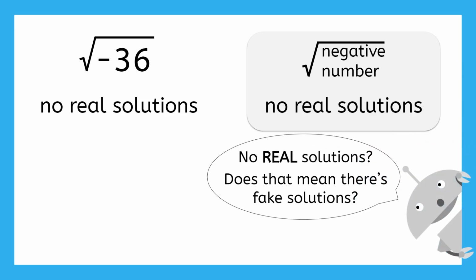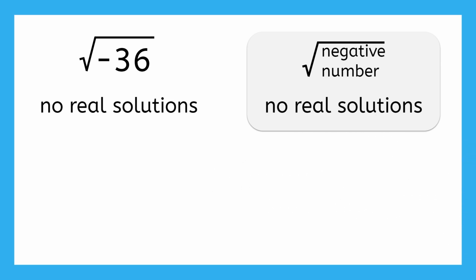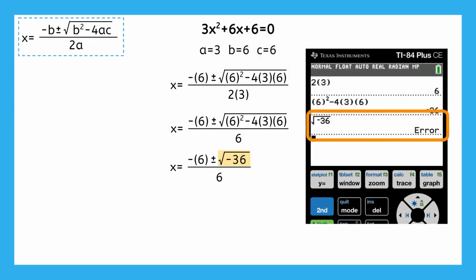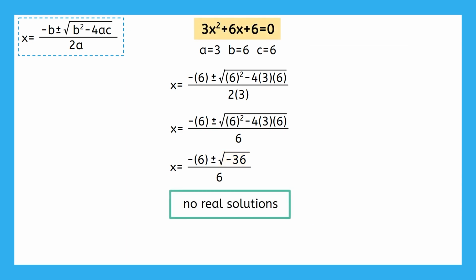Oh, good catch, Mia. There aren't fake solutions, but there is such a thing as imaginary numbers. No, I'm not kidding. Imaginary numbers are a real concept, but we'll learn more about those in Algebra 2. So, what does all this mean for our quadratic equation here? Well, since there's no real solutions to the square root of negative 36, we're kind of stuck. And since we can't go anywhere from here, that means this equation has no real solutions.